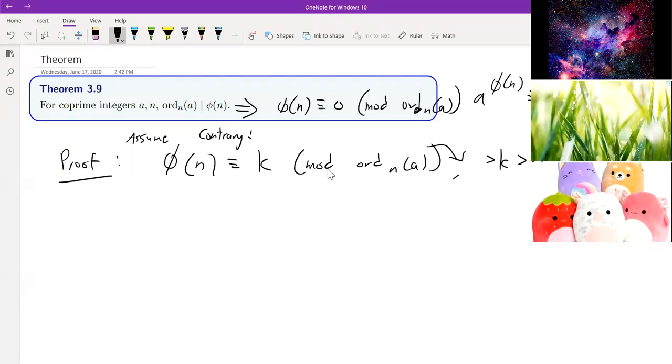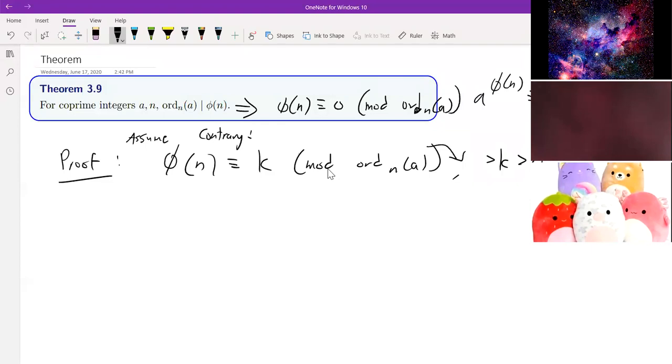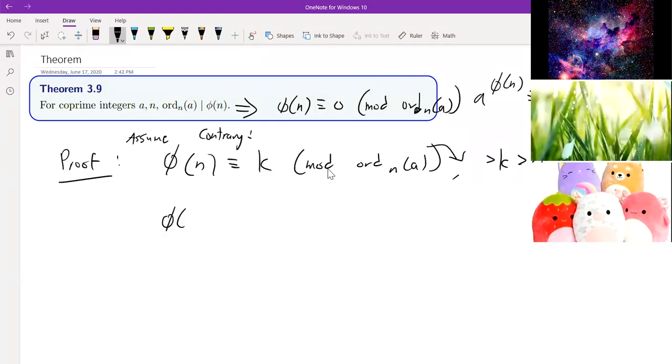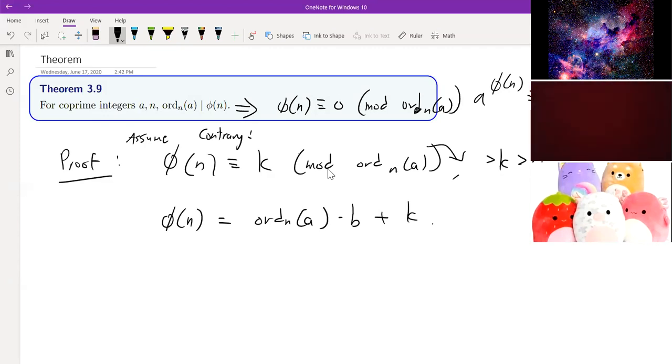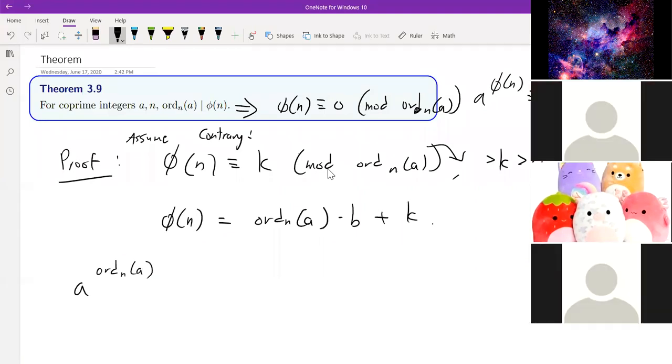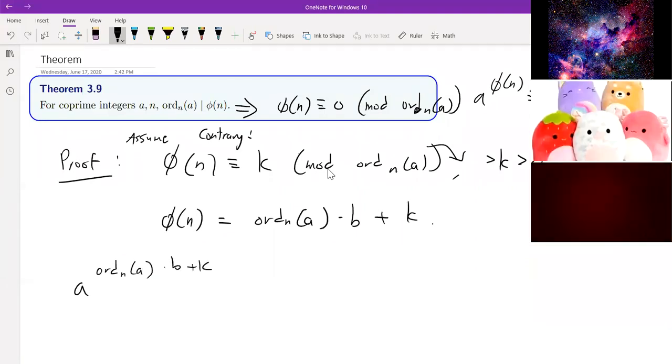So essentially what we're saying is there is a remainder that exists when we divide phi of n by the order. And using the definition of congruence, we're able to write that phi of n should thus be equal to the order of a mod n times some integer, let's say b, plus k. Because when we divide this, there's a remainder of k. And so let's put this into Euler's theorem real quick. If we substitute phi of n here, we have that a to the power of the order of a times b plus k is congruent to 1 mod n.